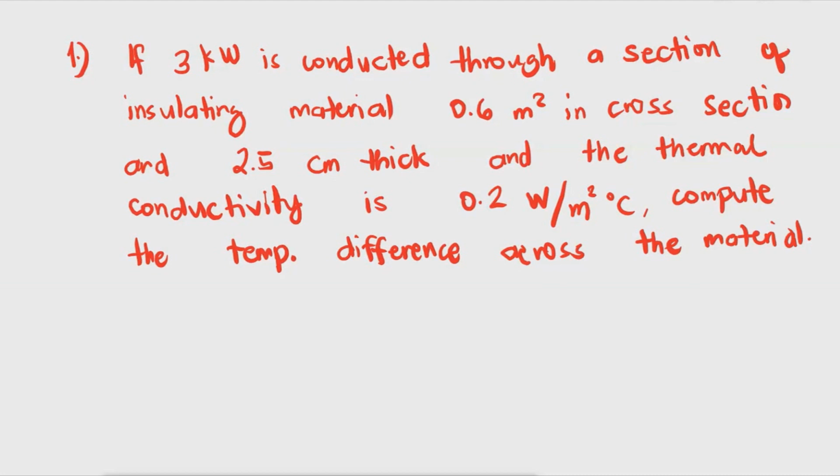Okay, so when we analyze this problem, we can visualize first what's happening. Ano? So sinabi dito, meron tayong insulating material. Pero the point is, hindi naman sinabi sa atin kung ano ba siya, slab, or baka pwede hollow cylinder or sphere or whatever. But may sinabi lang sa atin na siya ay insulating material. Okay? So, with that, sinabi sa atin dito na meron siyang cross-section na 0.6 meters squared, and a thickness of 2.5 centimeters.